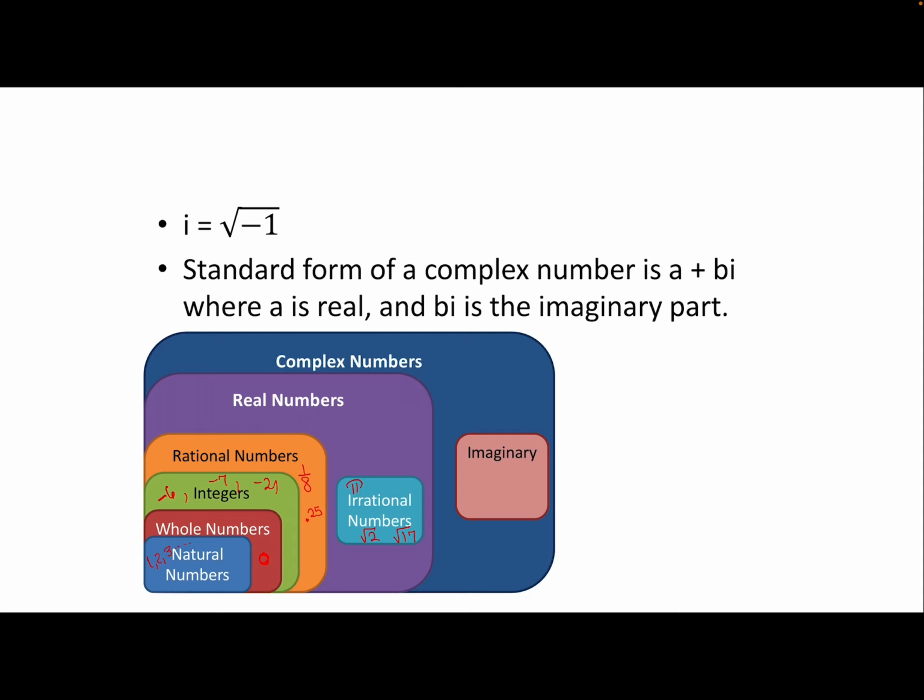Then we ran into trouble because we wanted to be able to take square roots of negative things, and we can't do that because a positive times a positive is a positive, and a negative times a negative is a positive. So we needed something called i. And so numbers like i, 3i, -7i are imaginary numbers. When we add those to the real number system, we get the complex number system. So i is defined as the square root of -1. And the standard form of a complex number is a + bi, where a is real and bi is the imaginary part. We always write the real part first, then the imaginary part second.